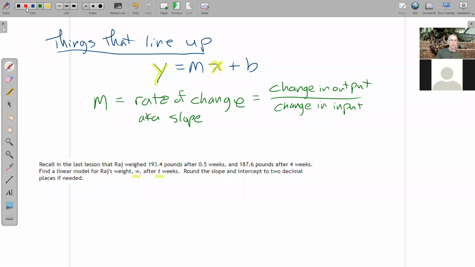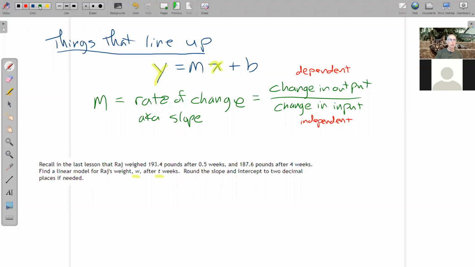The input is sometimes referred to as the independent variable, and the output is the dependent variable. Sometimes these independent and dependent are interchangeable. Other times there's no other way to do it. Like time is independent. We can't control time. It keeps on flowing. So time is always going to be independent.